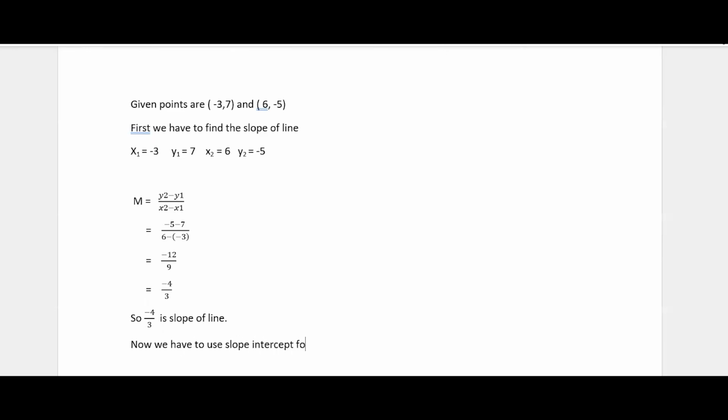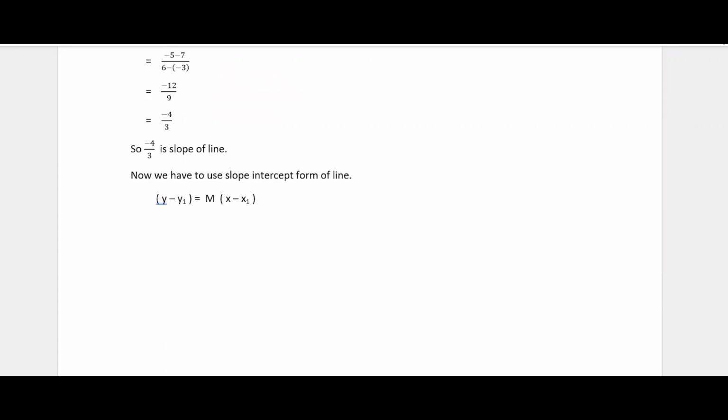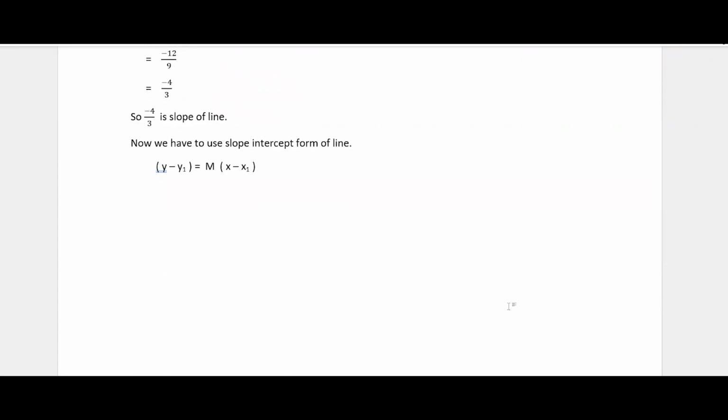Now, we have to use slope-intercept formula. This is the slope-intercept formula. Now we have to plug the values in above formula.